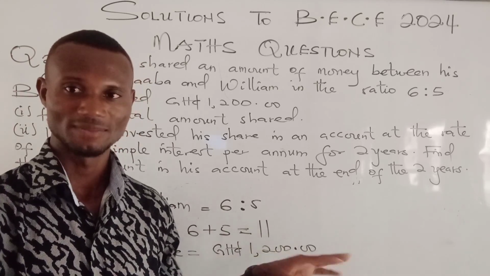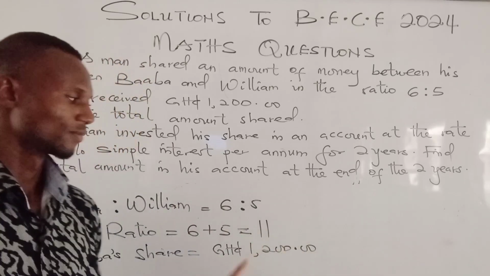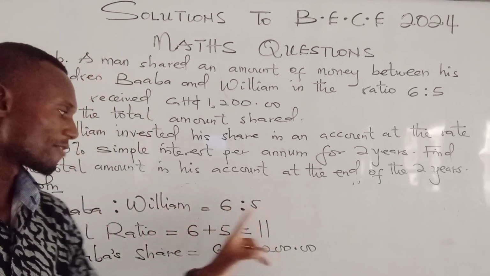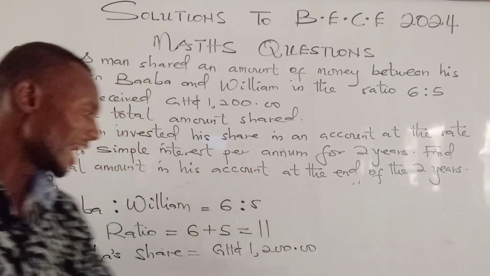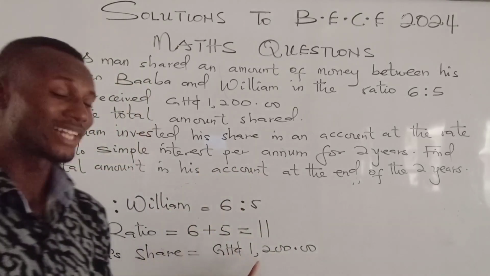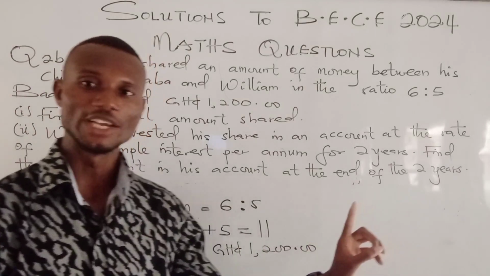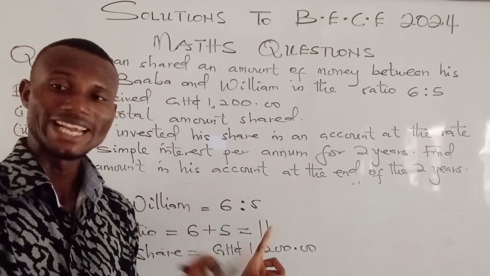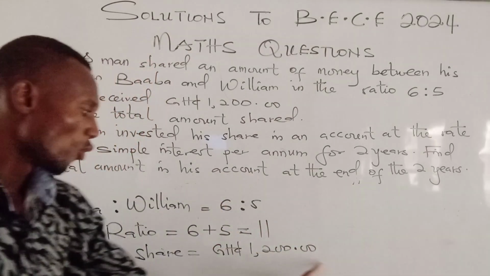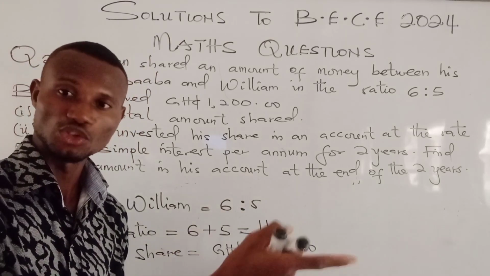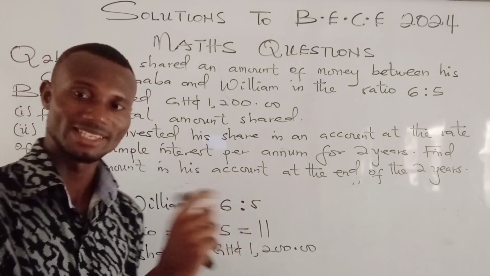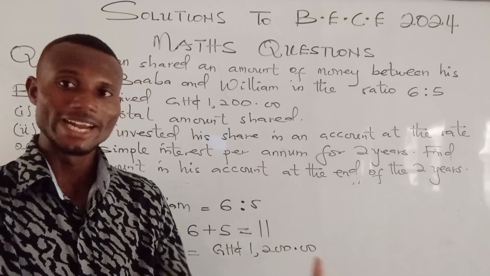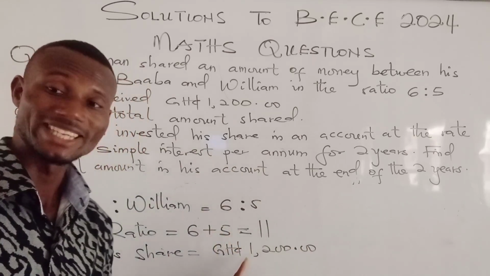Please, are you clear with it? I'm going to go over one more time. From the ratio that we have, the 6 represents Baba and the 5 represents William. Now from the question, we have Baba's share equals 1,200 Ghana cedis. So it means that the 6 here, which is the ratio for Baba, has a value in Ghana cedis of 1,200 Ghana cedis. Please, do you understand? It's just a representation of the actual money that Baba received, and that actual money that Baba received is 1,200 Ghana cedis.